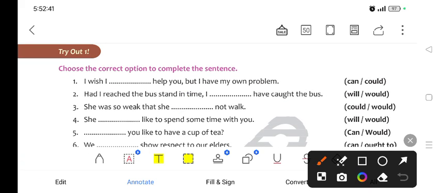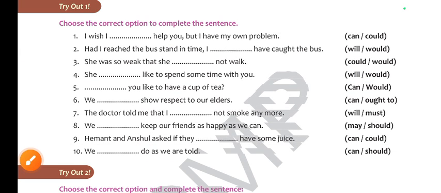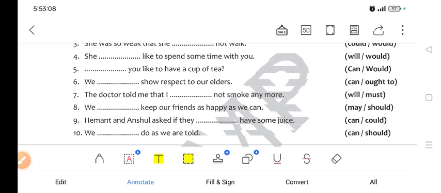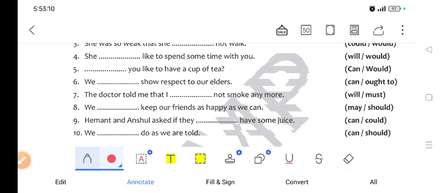Choose the correct option to complete the sentence. I wish I could help you, but I have my own problem. So you could write could in the given space. Had I reached the bus stand in time, I would have caught the bus. She was so weak that she could not walk. She would like to spend some time with you. Okay, so what will you fill in here? She will like to spend some time with you.